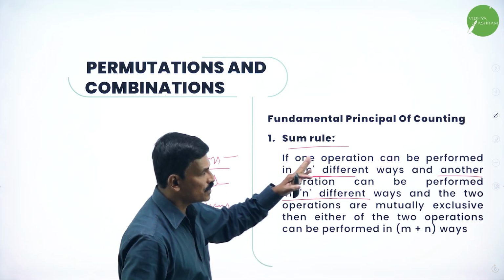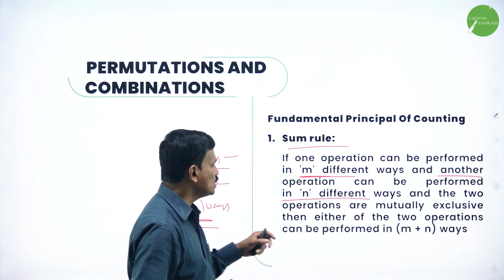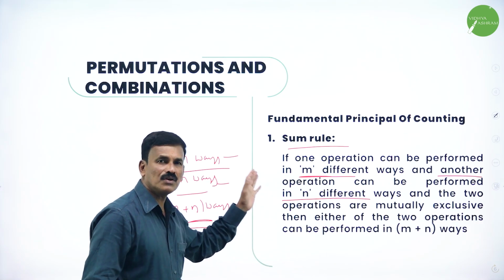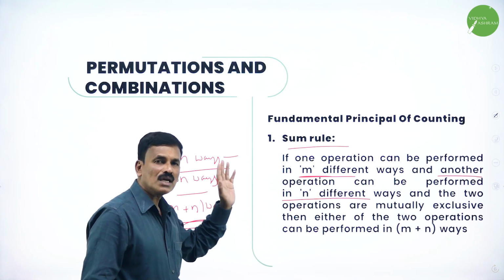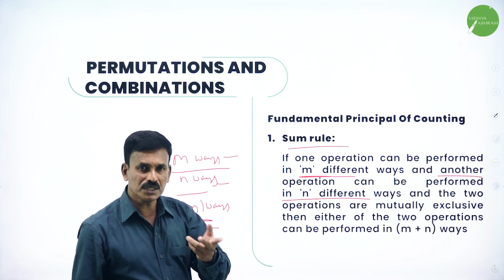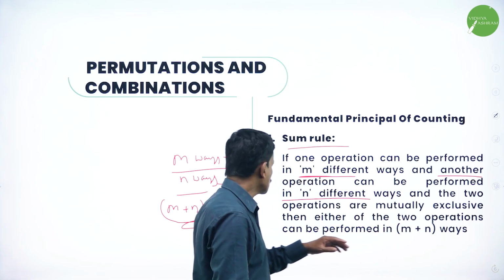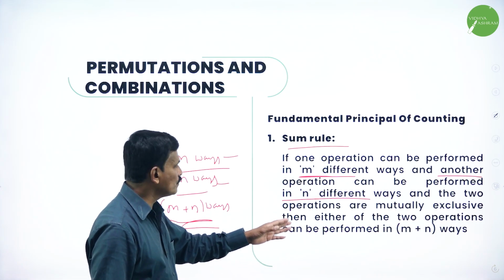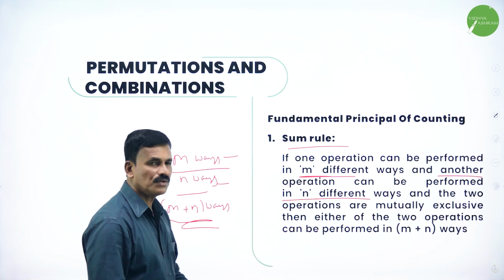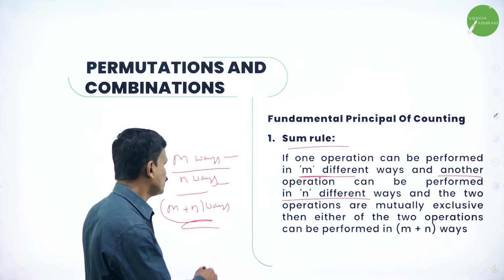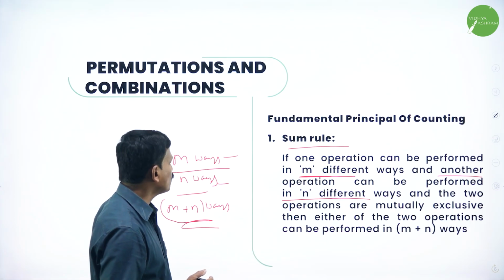So, the fundamental principle of counting, in which the sum rule is, if one operation can be performed in m different ways and another operation can be performed in n different ways, and the two operations are mutually exclusive, then either of the two operations can be performed in m plus n ways. Now, let us take an example for this.